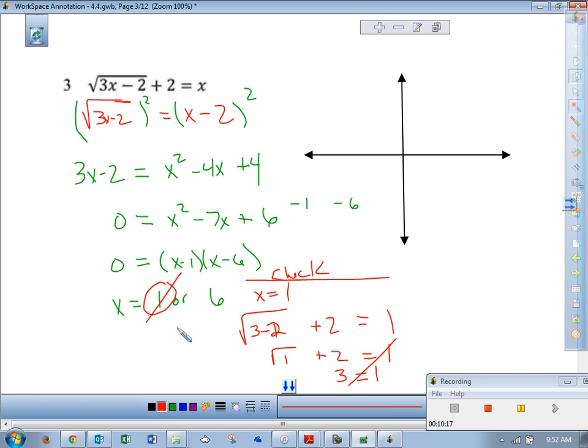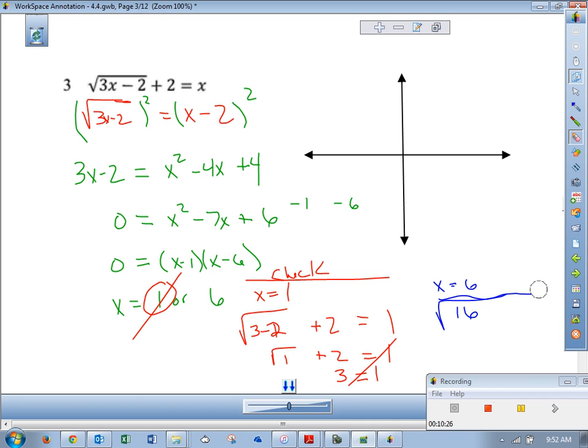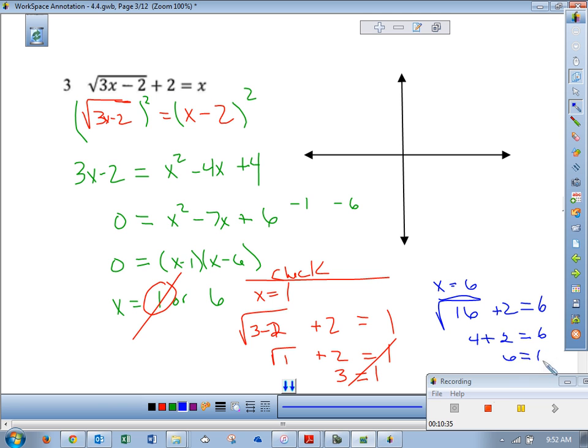I hope 6 works. I'll check if x equals 6. Square root of 18 minus 2, which is 16, plus 2 equals 6. 4 plus 2 equals 6. 6 equals 6. Check. Solution 6. Make a graph of him.